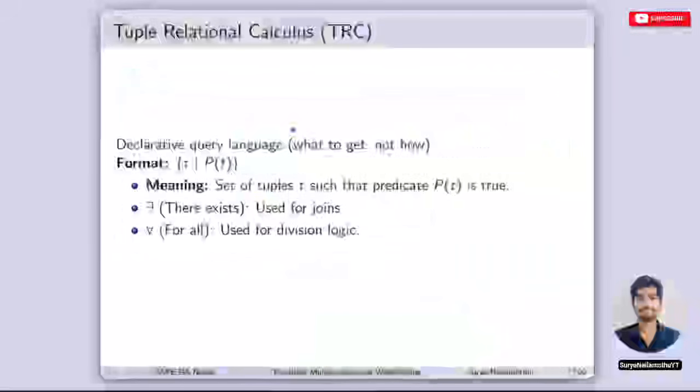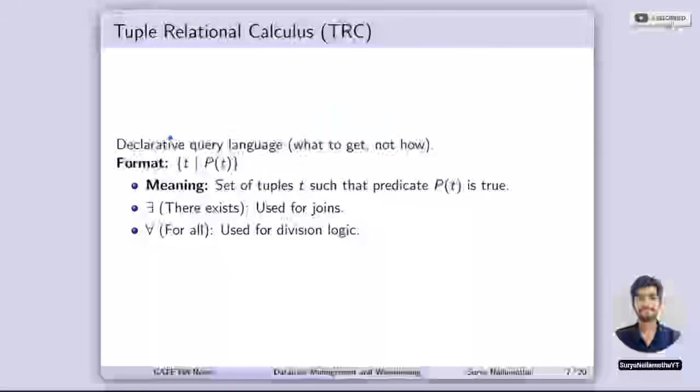Next, tuple relational calculus, TRC. The tuple relational calculus is a query language, like finite automata. The format is T such that P of T. It means the set of tuples T such that the predicate P of T must be true. This is the meaning of T such that P of T.